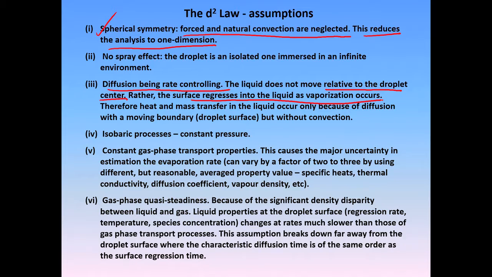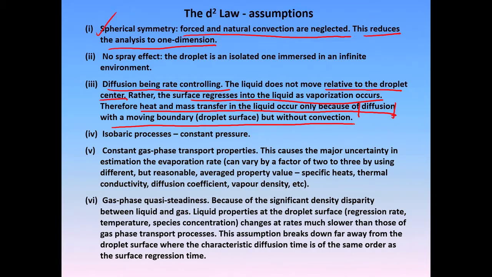That means the surface slowly shrinks, which is common; a droplet should shrink. Therefore, heat and mass transfer in the liquid occurs only because of diffusion with a moving boundary, but not convection. So there is no convection effect; it is basically a diffusion problem. There is no flow inside the droplet or outside the droplet. There is heat and mass transfer only due to diffusion with a moving boundary.